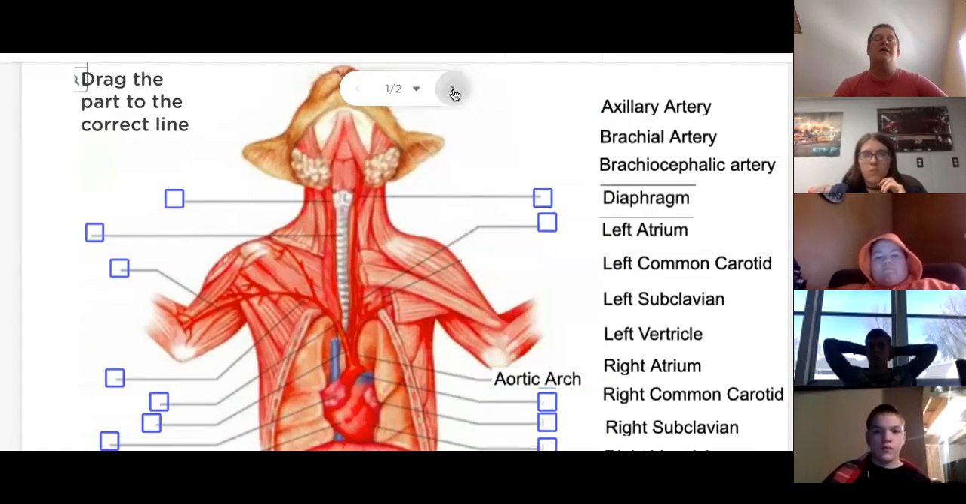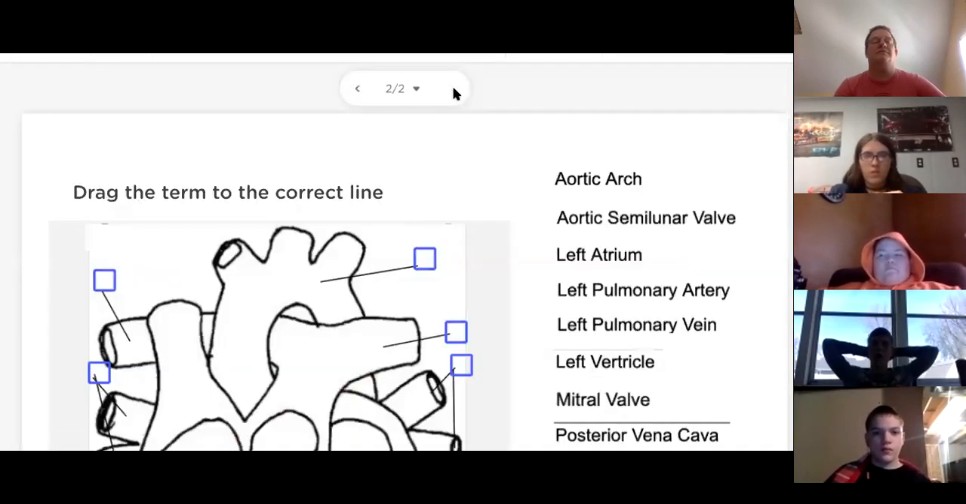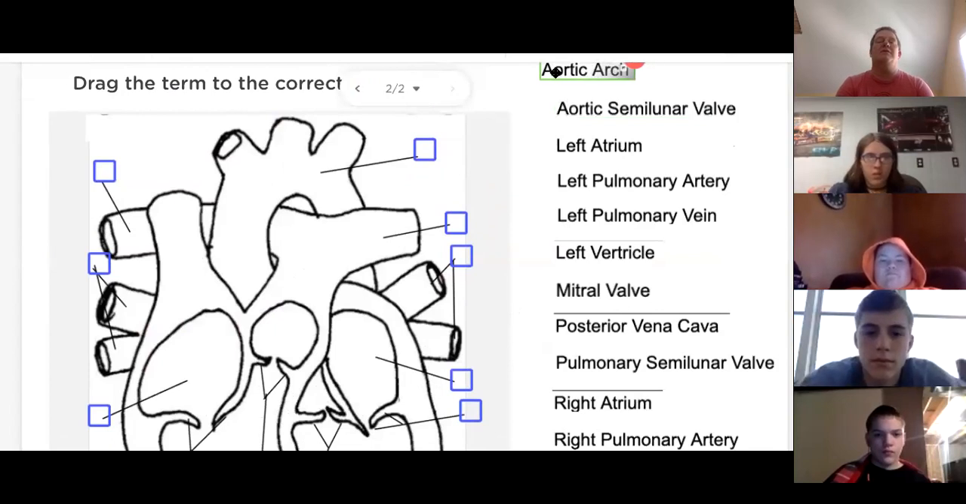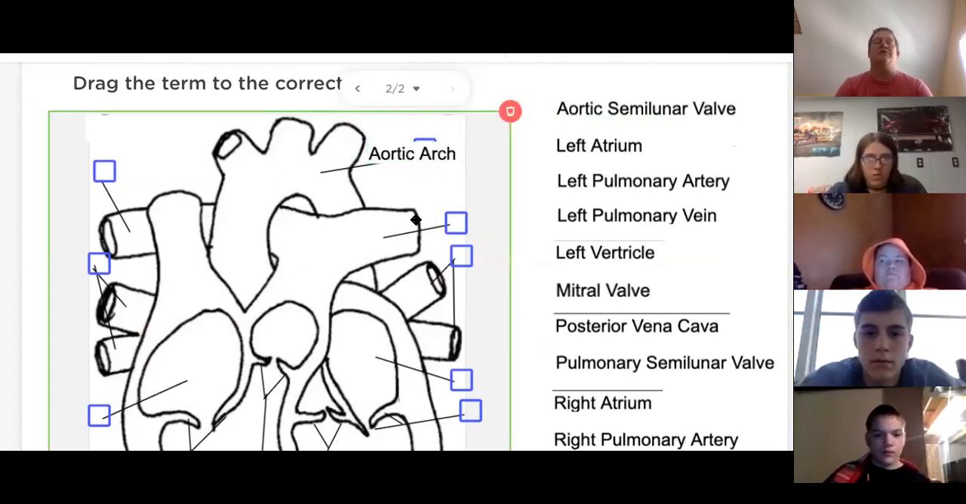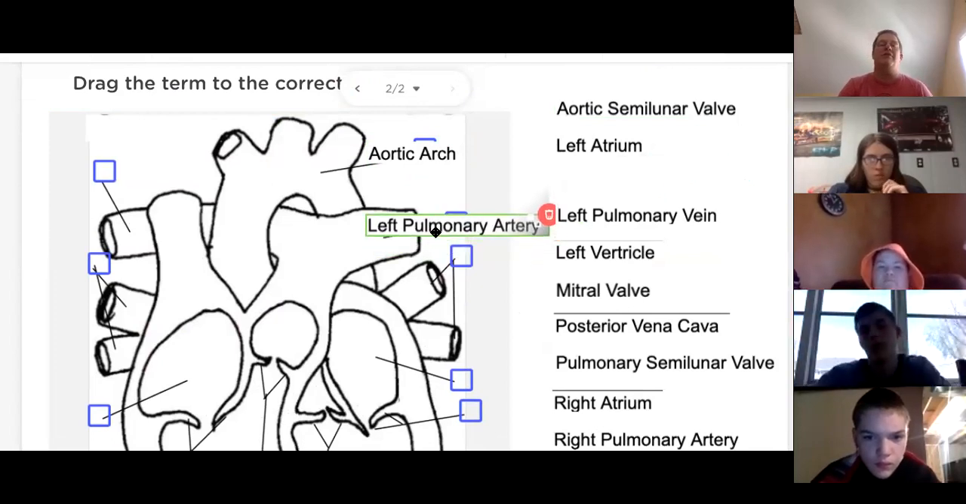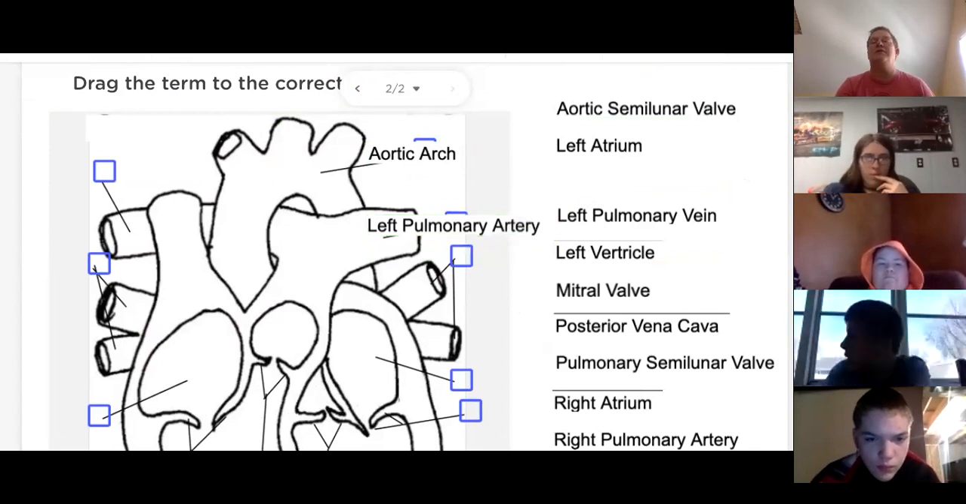And the second page is just labeling parts of the heart. So you just drag them. The aortic arch is this one going to the left. So that's our left pulmonary artery there. Questions?